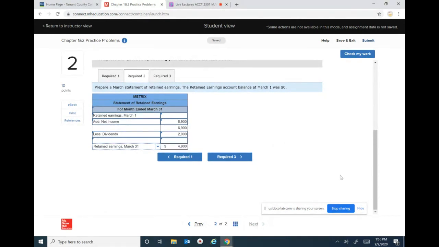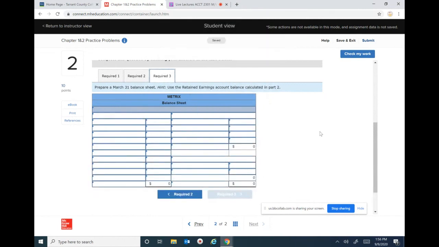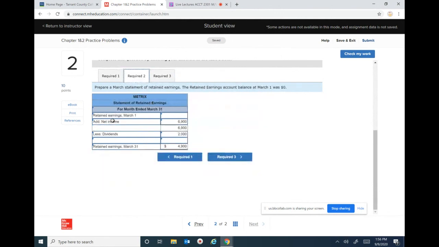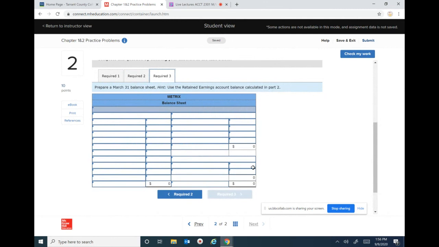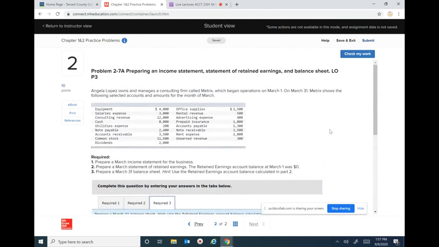That's how the income statement is related to the statement of retained earnings. I need these retained earnings to plug them in here in the balance sheet, so you guys can finish the balance sheet on your own. But remember, retained earnings, $4,900, will be plugged into the stockholders' equity, which would be right down here. So I hope you found this helpful.